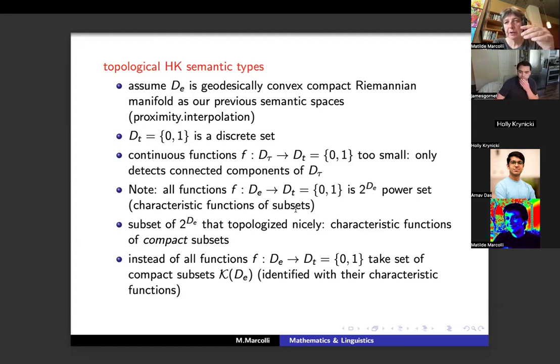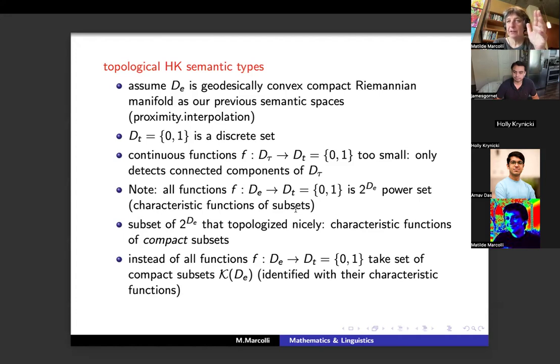So for example, we can assume that it's a geodesically convex, compact Riemannian manifold, as we have considered before. Basically here we have that it's metric and that it's compact, and these two are nice properties from the topological perspective. It allows for both proximity and for interpolation. And the other basic type is just a discrete set of just 0 and 1. So there's not much that we can do in terms of topology. That's necessarily a discrete set.